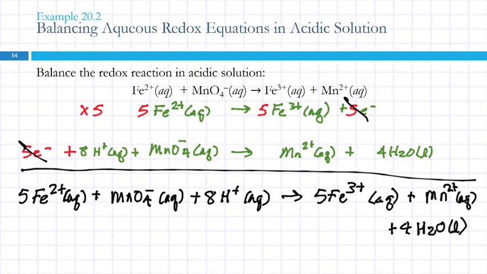It often doesn't fit very well on a page or a screen. If you go through and check all the charges, it adds up to the same on both sides. There's the same number of each element on each side. It's balanced. Questions?